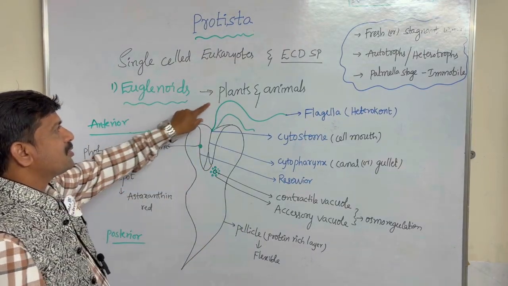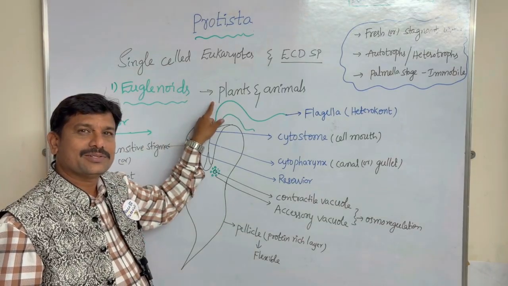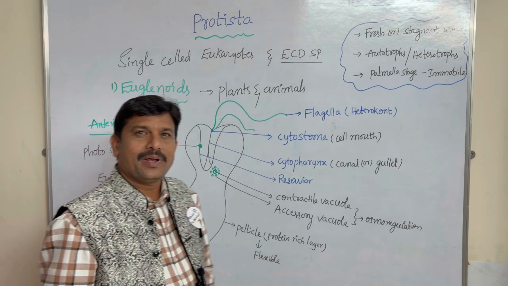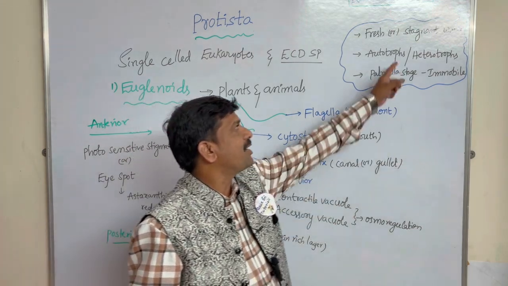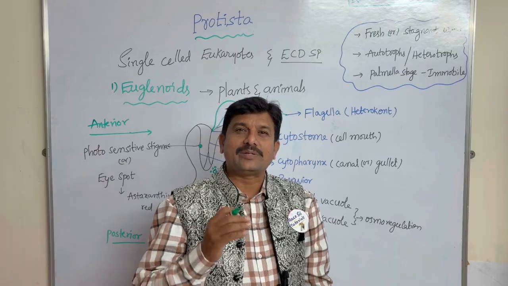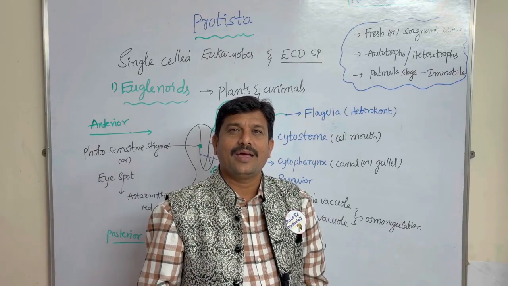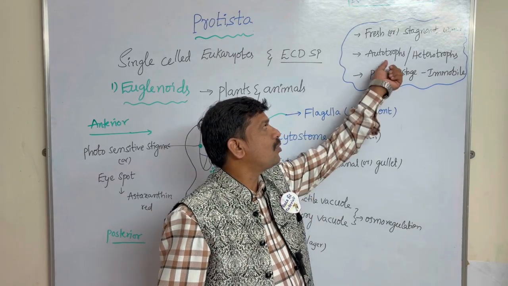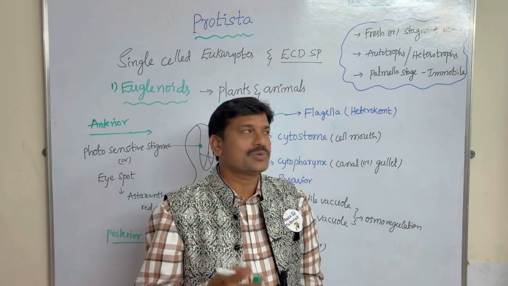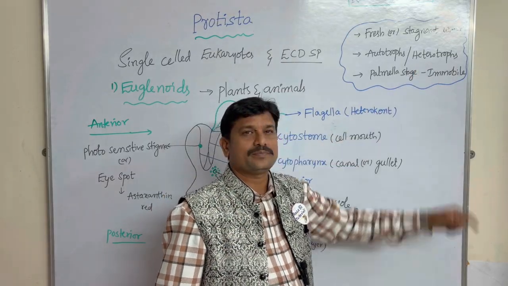Euglenides show both plant and animal life structures. We know the euglenides are present mainly in fresh or stagnant water. In the presence of sunlight, they prepare food materials, hence they are called autotrophs. If sunlight is absent, they show heterotrophic nutrition.